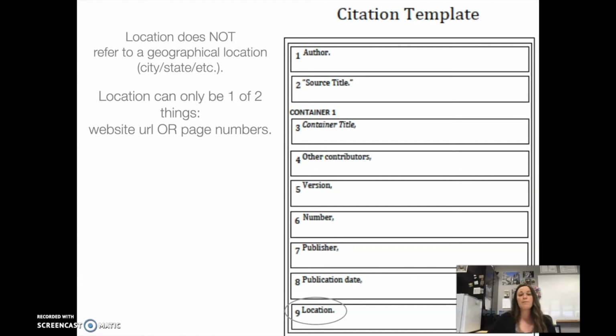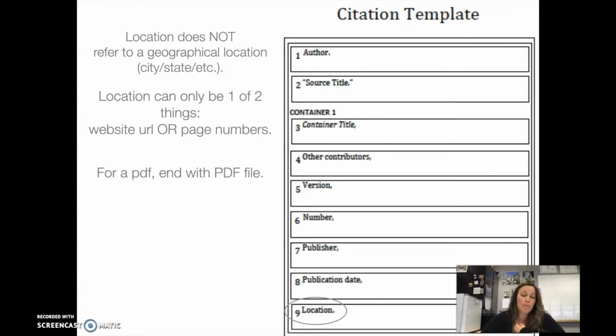When they're talking about location, they're talking about a specific location where you found your information, okay? Whereas the container title is the title of the place that you found your information. The location is the exact location where I could actually flip to in the book where you found your information. Or it's the exact location where I could type it in and access it online. So again, it's only either a URL or a page number.